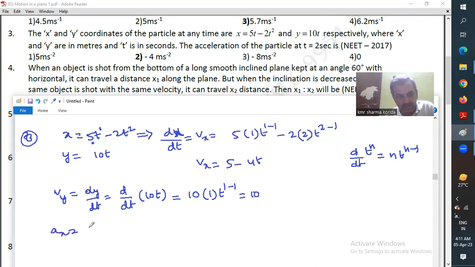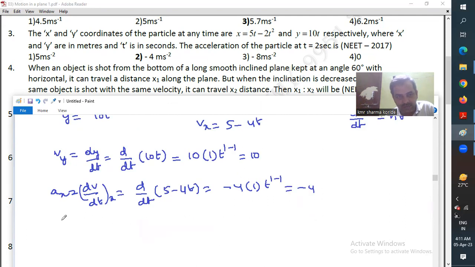Ax is dv by dt x. So therefore, what is dvx? Dvx is d by dt of (5 minus 4t). Differentiation of 5 is 0. Then differentiation of minus 4t is minus 4, 1 into t to the power of 1 minus 1, so there will be minus 4.